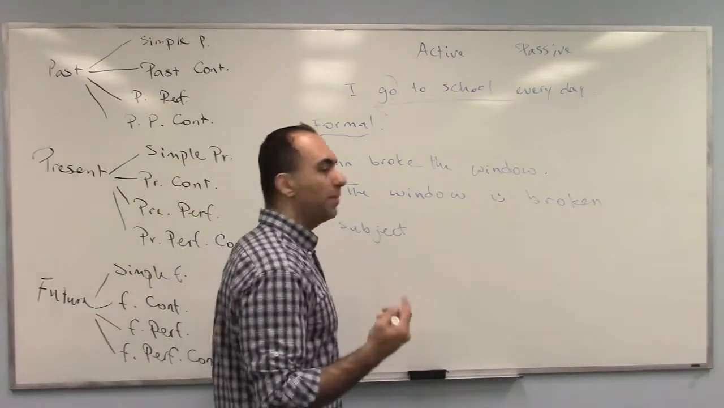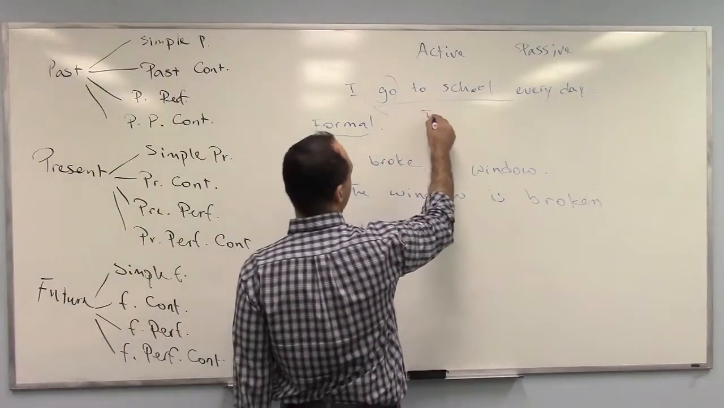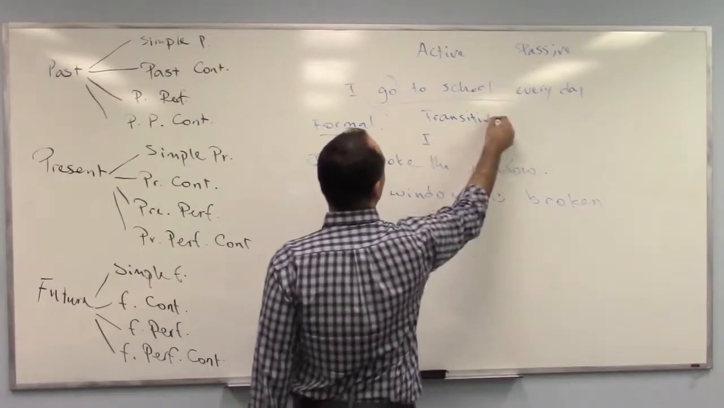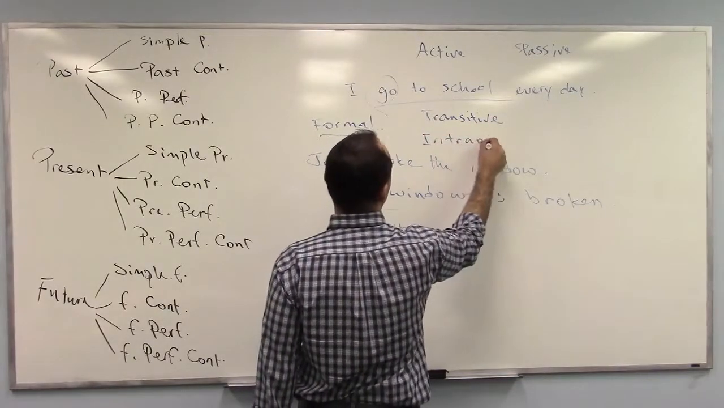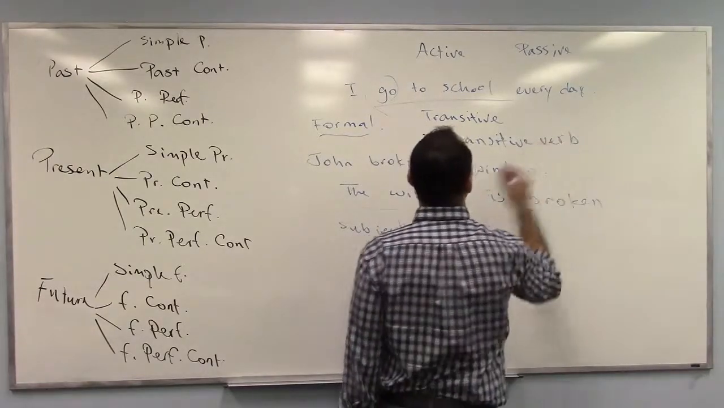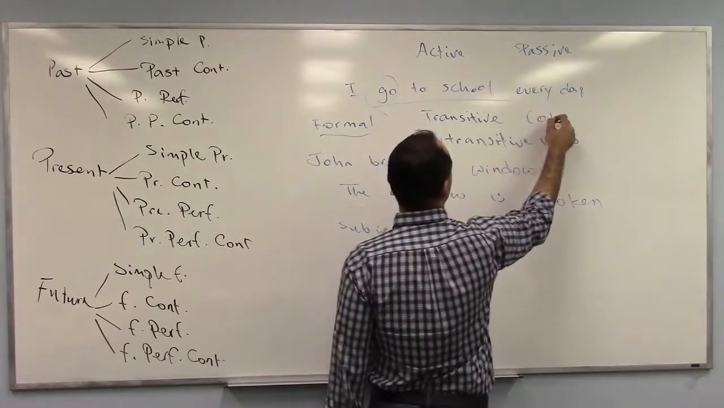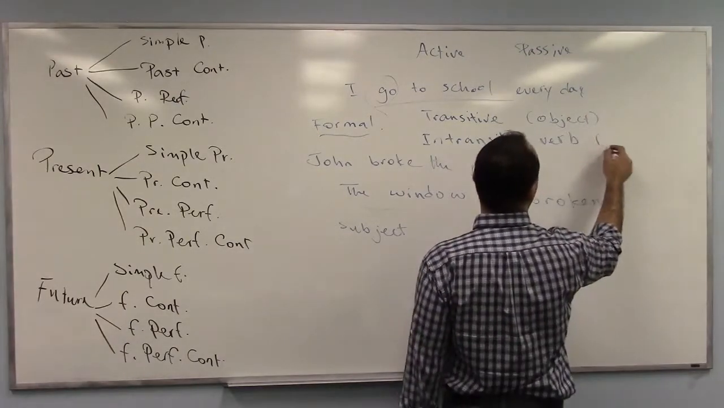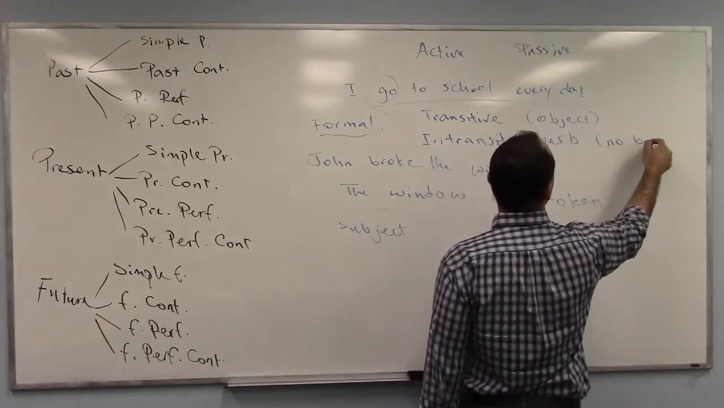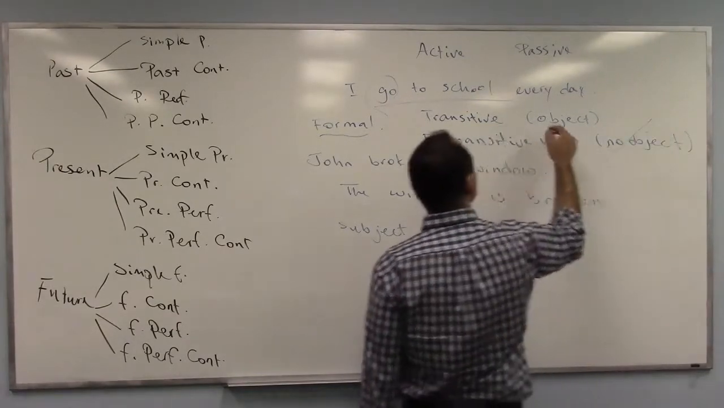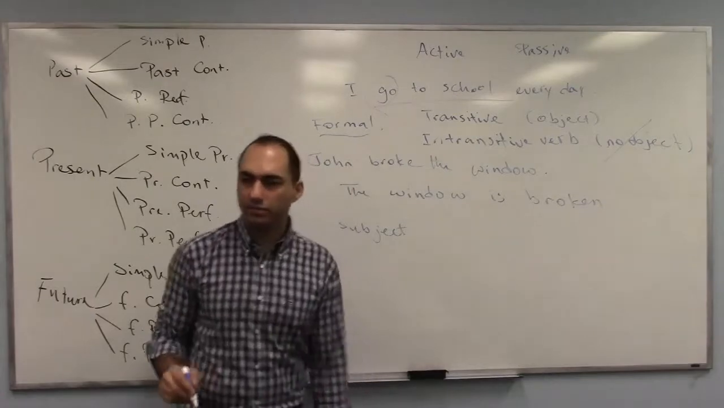So, why? Because we have transitive and intransitive verbs. Transitive verbs take an object. Intransitive verbs, no object. So no object, it cannot be made passive.